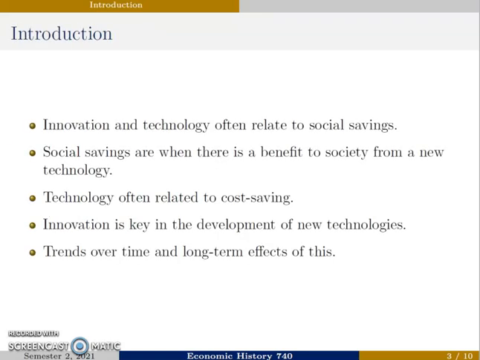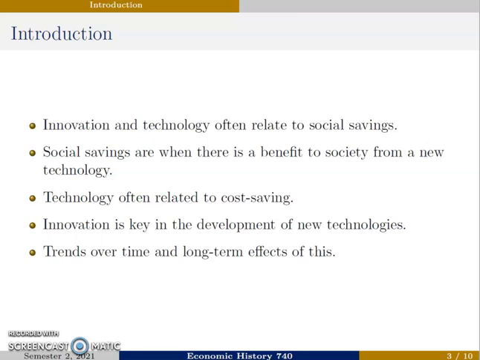So innovation and technology are often related to what's called social savings in economic history. Social savings are when there's a benefit to society from a new technology. For example, if you think about railways in the 19th century, how much easier it made it to get from Cape Town to Kimberley, where most of the resources were needed. It was a cost-saving technology that meant movements and goods could be moved easier, even labor.